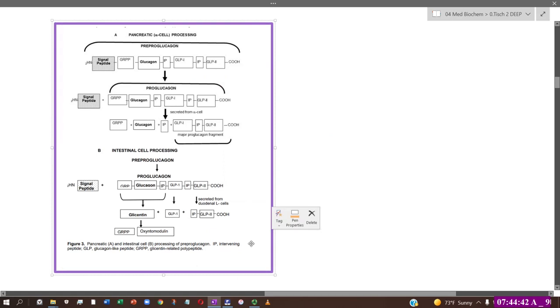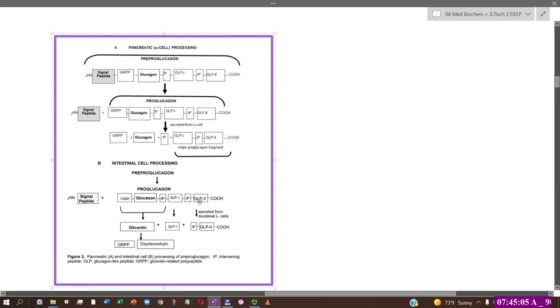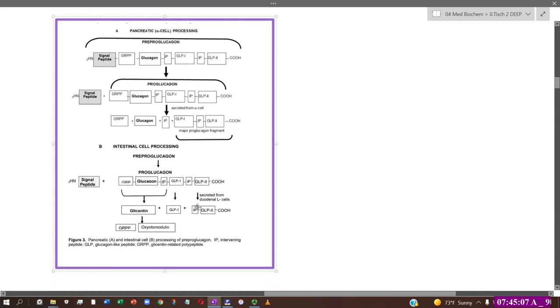Moving on to figure 3. This is pancreatic and intestinal processing of pre-pro glucagon. So there are these concepts of pre, then pro, and then the actual molecule. So there are those 3 stages: before it's ready, partway, and when it is ready. In this case, it's glucagon instead of insulin.